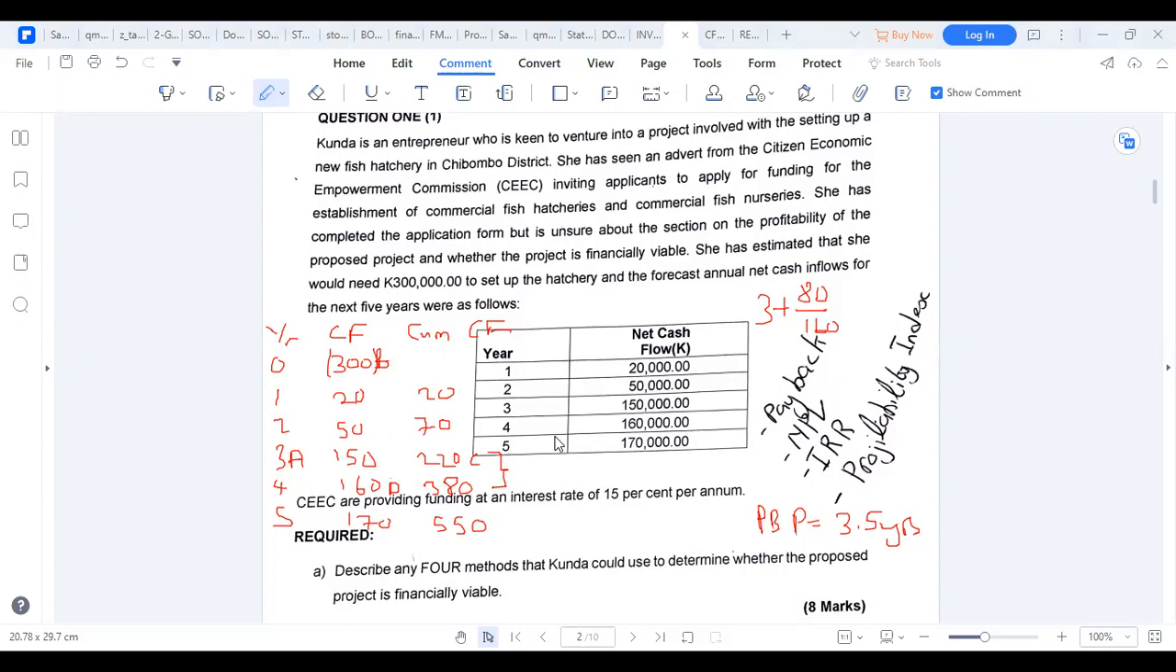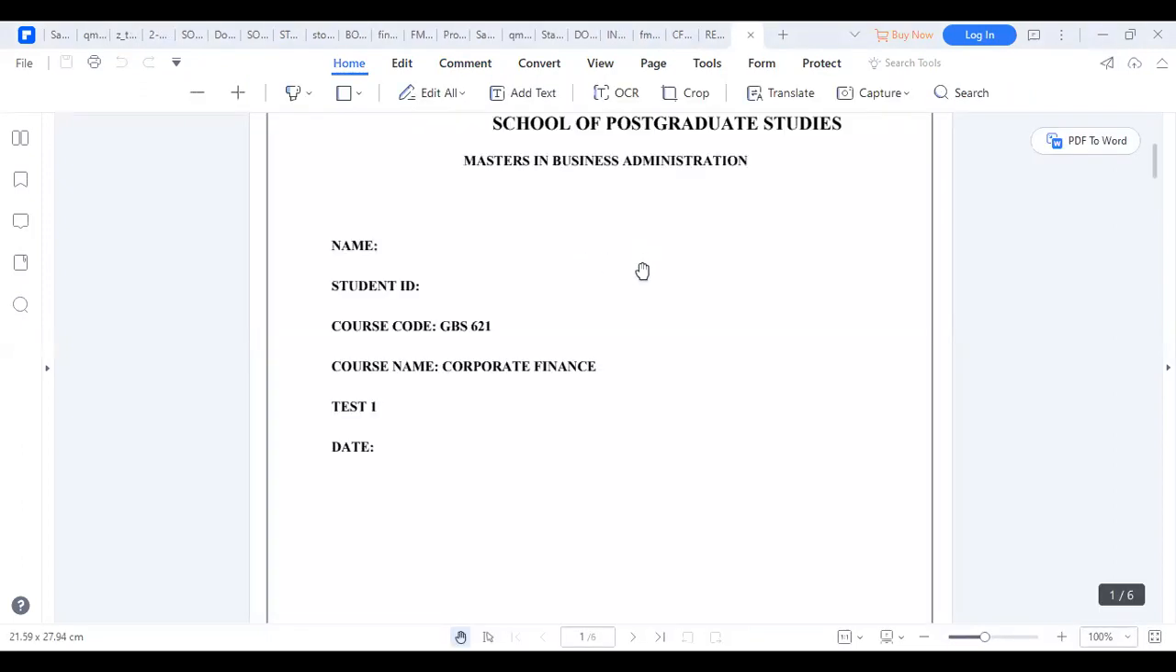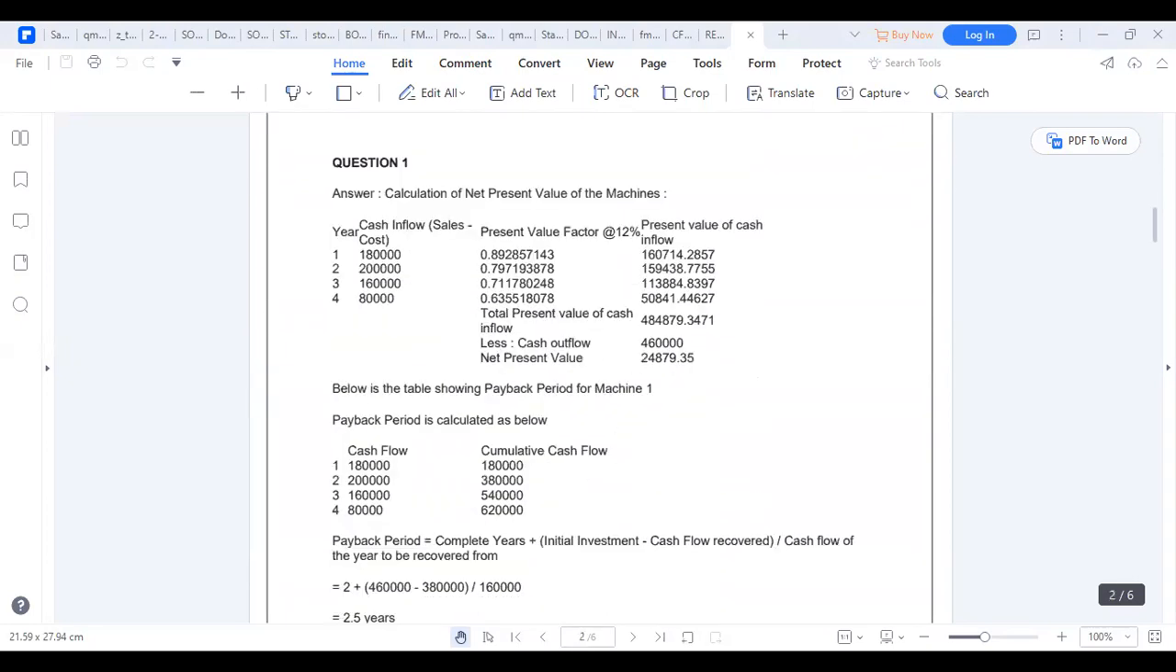Okay, so let me get this question. Number 1. Let's look at those who wrote this test. Can you help me identify the payback period? Just the original question.